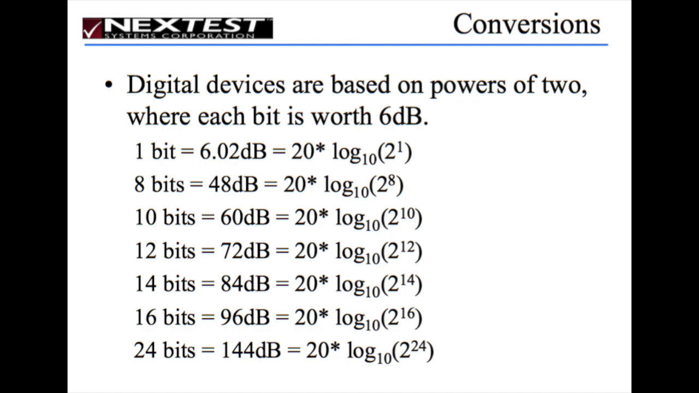12 bits is 72 dB. 14 bits is 84 dB. 16 bits is 96 dB. That's CD quality. And 24 bits is 144 dB. So it's really pretty easy to work it out. I had a hard time early on figuring out how dB worked because I just didn't understand it. But now it's like second nature to me.